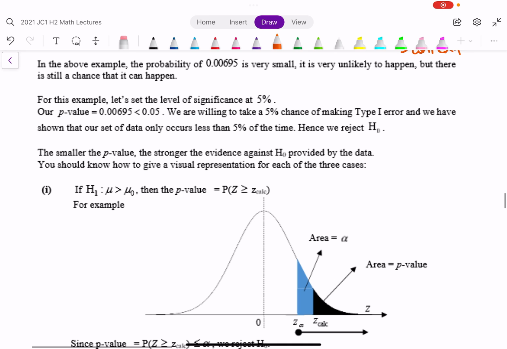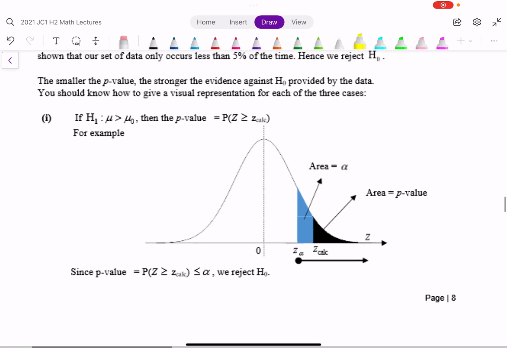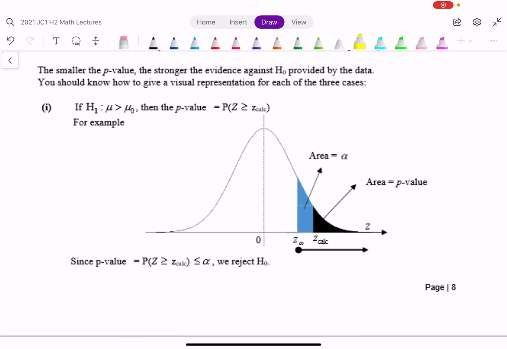Let us take a look at the example that we had previously. Using a 5% significance level, our p-value was 0.00695, right? If you do a comparison, this value is smaller than the significance level. What does this mean on a diagram? The critical region is on the right hand side because we are doing a right tail test. The blue region here is your critical region, or rejection region.